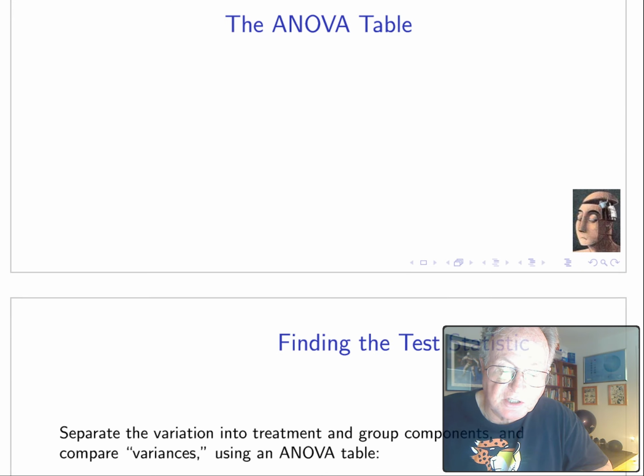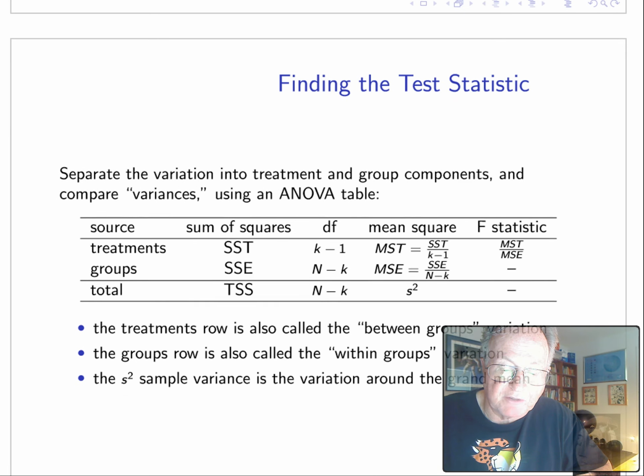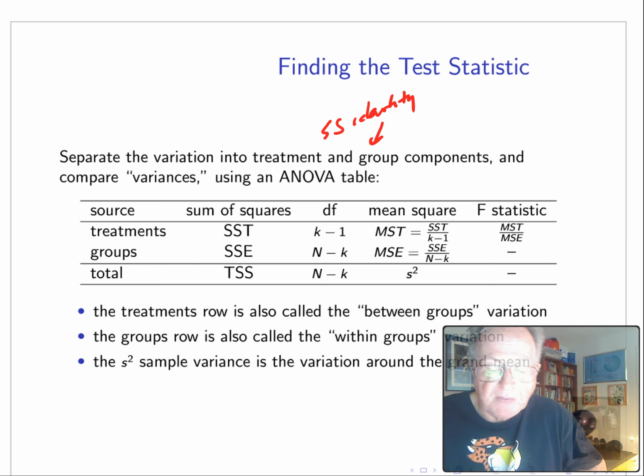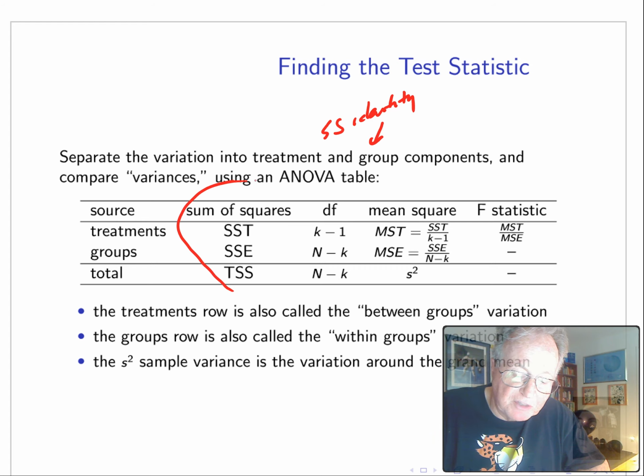So now let's look at the table, the way that we're going to find the test statistic. We're going to separate the variation into treatment and group components. So that was that sum of squares identity. And then we'll compare variances. We'll use those to construct measures that look like variances, and those will go into the computation of the test statistic. So here's our sum of squares identity right here.